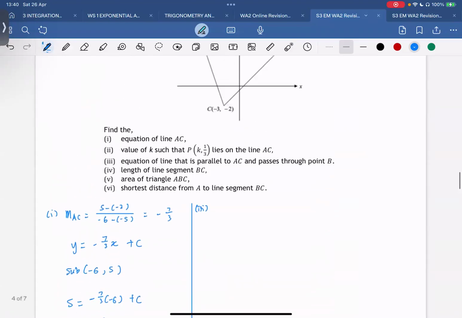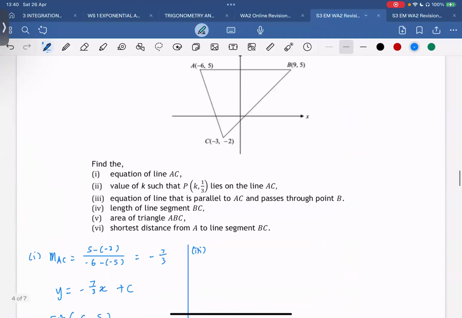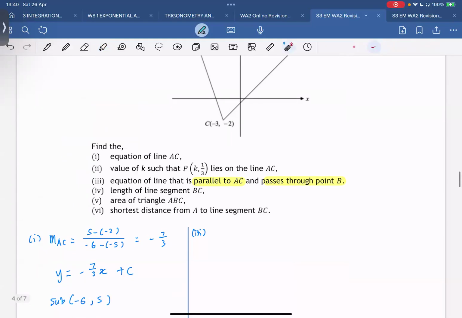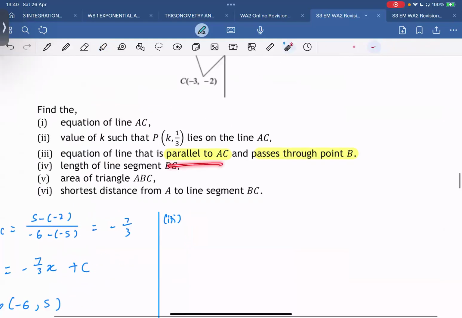Part 3. Find the equation of a line that is parallel to AC and passes through point B. Okay, they already give us a very big hint. This line is parallel to AC. That means they must have the same gradient.